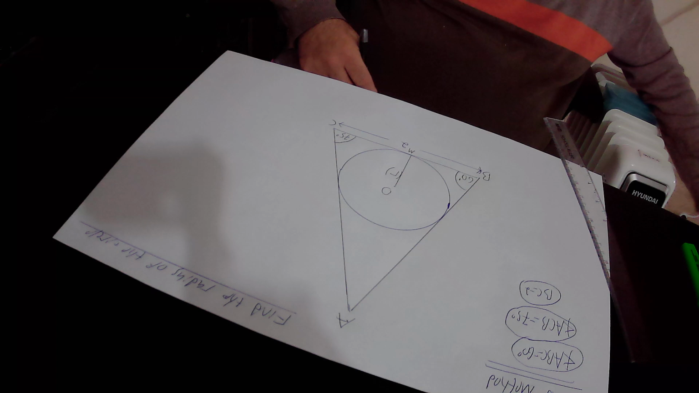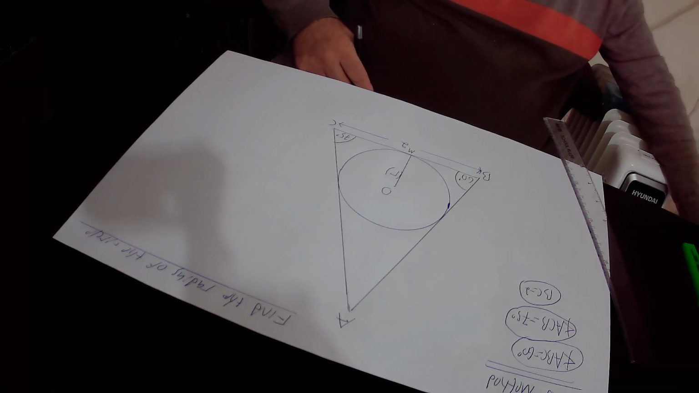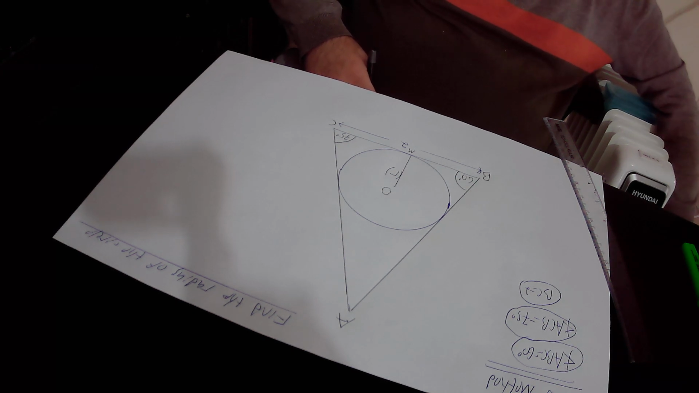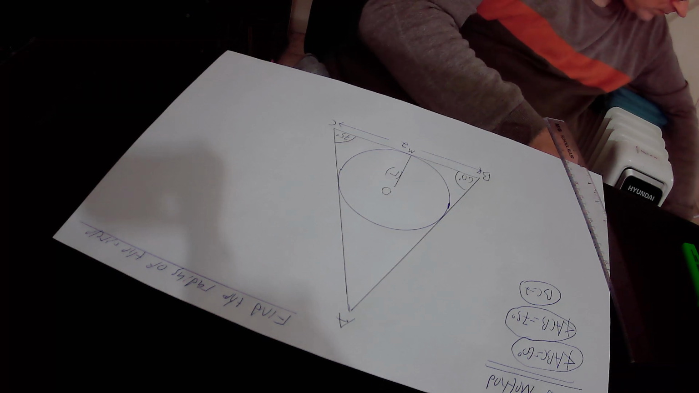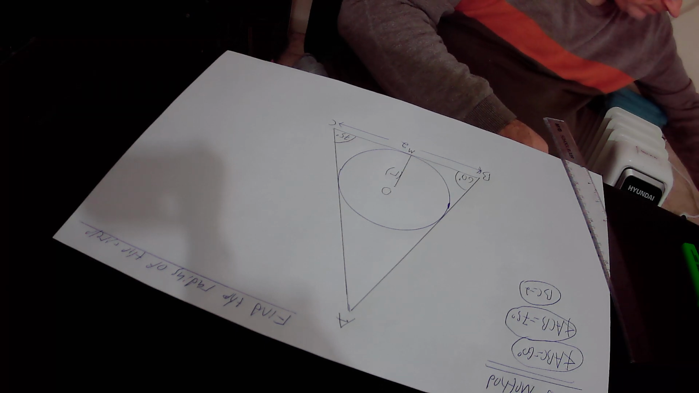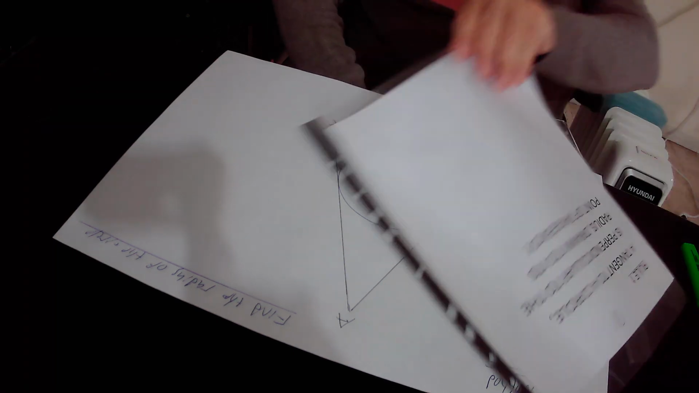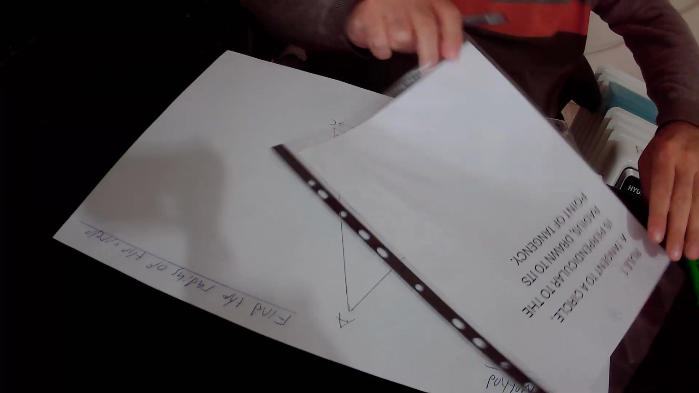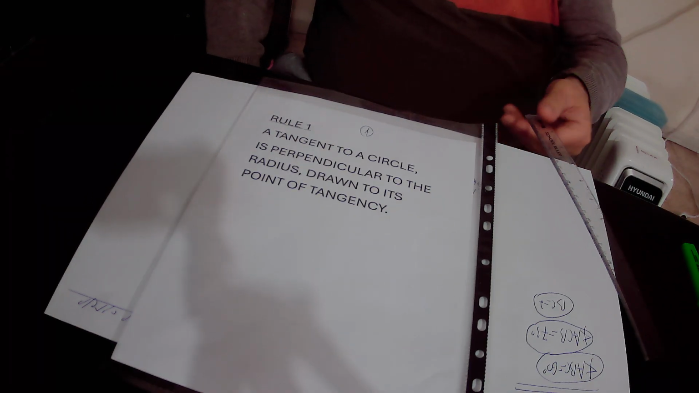According to rule number 1, a tangent to a circle is perpendicular to the radius drawn to its point of tendency. Again, a tangent to a circle is perpendicular to the radius drawn to its point of tendency.